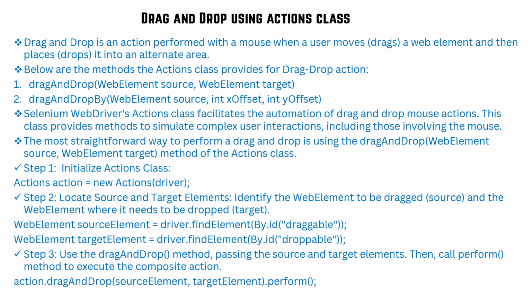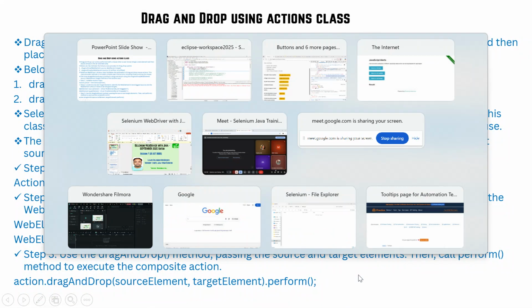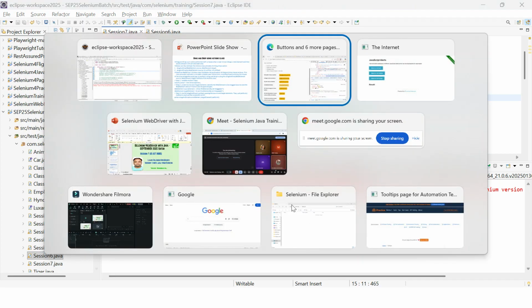This class provides methods to simulate complex user interactions, including those involving the mouse. The most straightforward way to perform drag and drop is using the dragAndDrop(WebElement source, WebElement target) method. First, we need to create an Actions class object. We need to locate that source and target. We need to call that Actions class object's dragAndDrop with source and target, and the perform method. That's all. Let's see the way we can do the drag and drop.